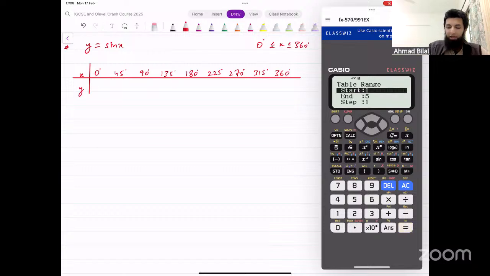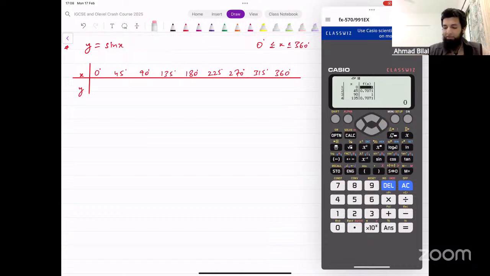Okay. Now, in order to sketch this graph, we start from 0. So the start has to be 0. End at 360. Step means the gap that you want between the values, right? What's the gap between the consecutive values that you have? It's 45 degrees. Let's put 45 there. And you'll have a nice table that shows up there that gives you all of these values.